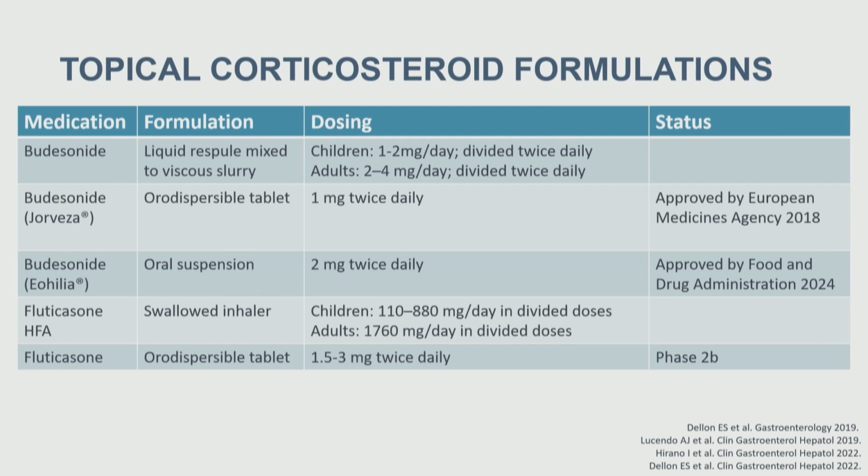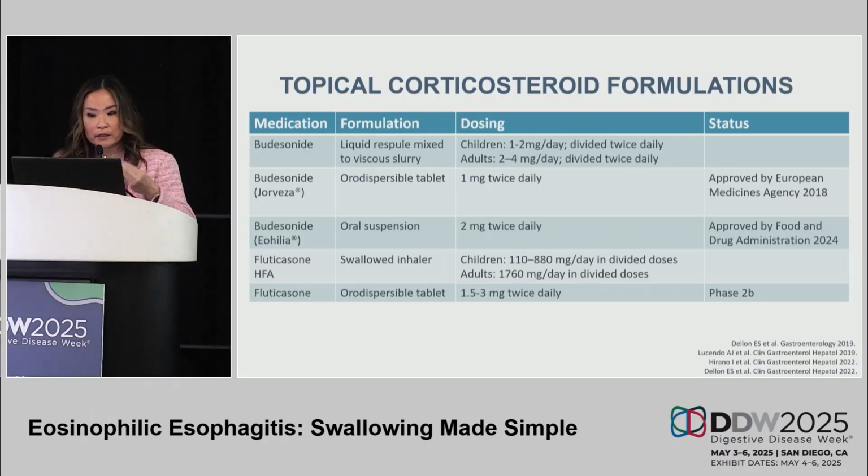The oral budesonide dispersible tablet is available in Europe, and then the oral budesonide suspension is available in the US now. It comes in a packet that you shake, open, and swallow, so it's pre-made. There are also several inhalers that are used, including fluticasone and ciclesonide, where you can take the inhaler, puff it, and swallow the medication to reach the esophagus.